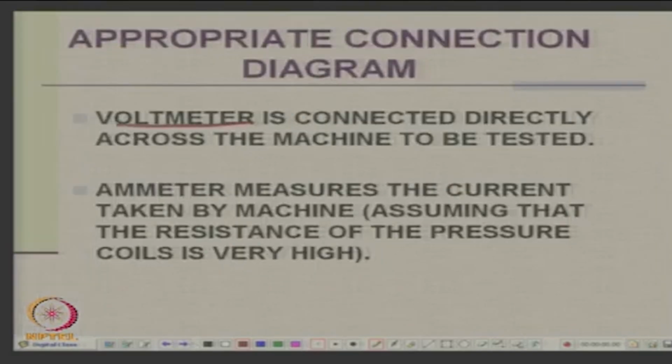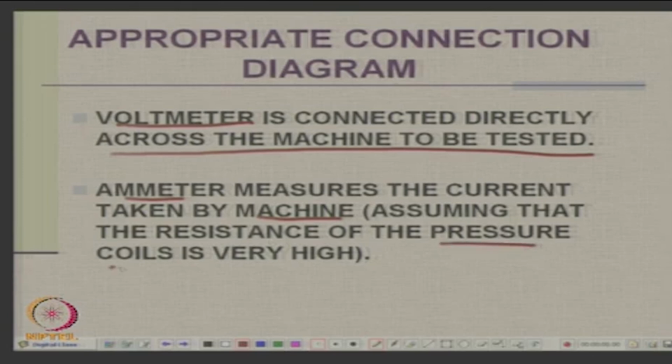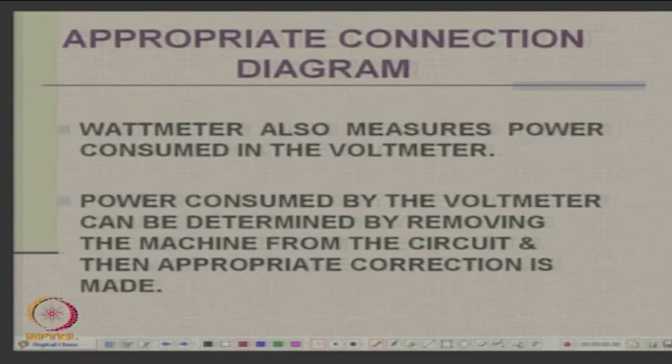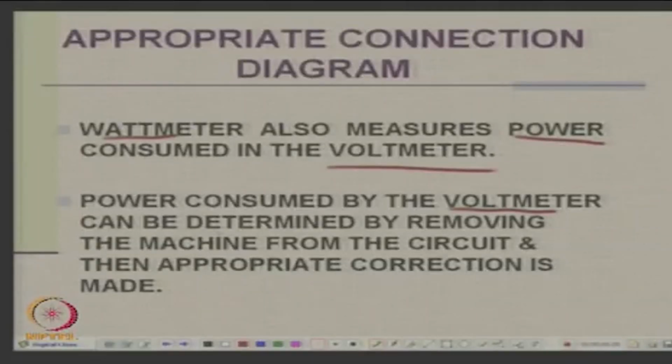So, the voltmeter is connected directly across the machine to be tested, this is one way, and the ammeter measures the current taken by the machine and the pressure coils, etc. The wattmeter will also measure the power consumed by the voltmeter, right. You have connected a wattmeter before the voltmeter, so it will consume not only the power consumed by the motor, but also by the voltmeter. You must be sure.